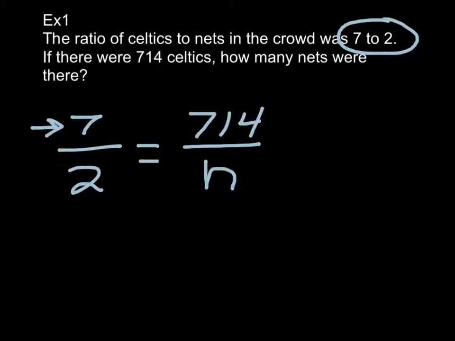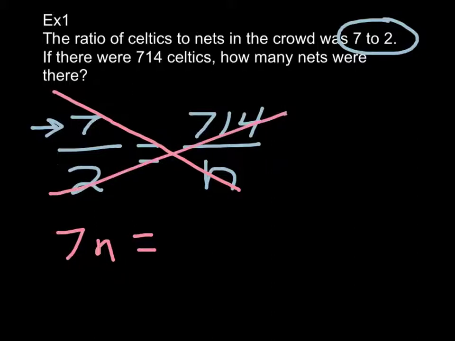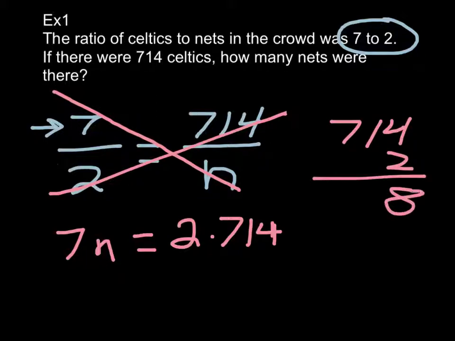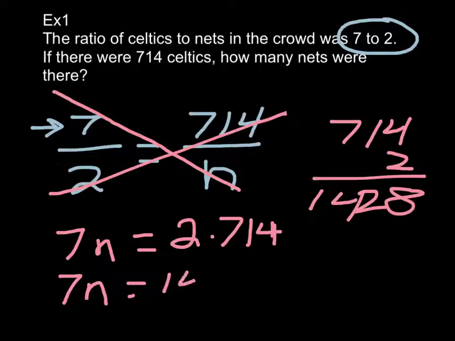Now you might have had a little experience with this in the past. We solve this for n by using what we call cross multiplying. It's called cross multiplication because we multiply these two together. So we have 7 times n, or 7n, is equal to, and then I'm going to multiply these two together, 2 times 714. Let's figure out what 714 times 2 is. 2 times 7 is 14, and 2 times 14 is 28. So 7n is equal to 1,428.